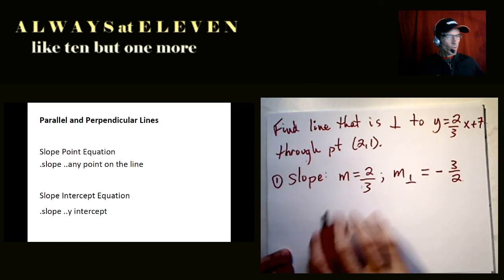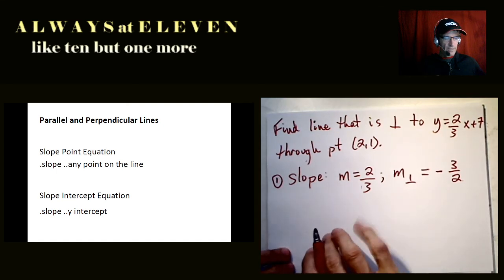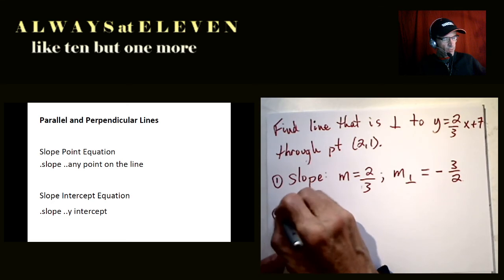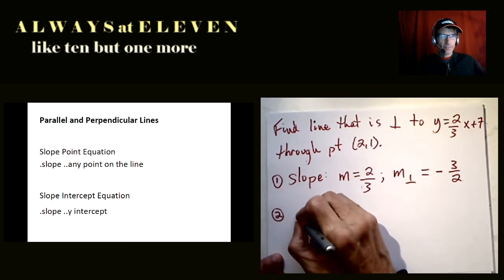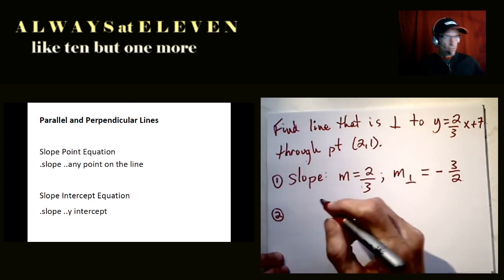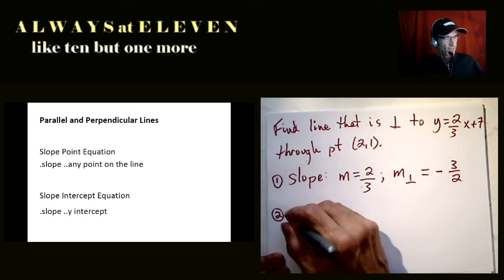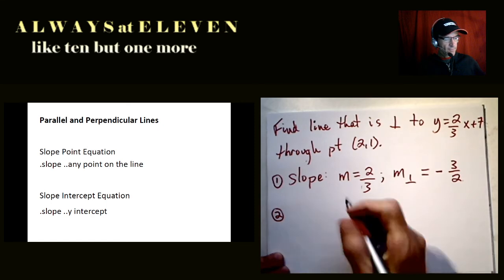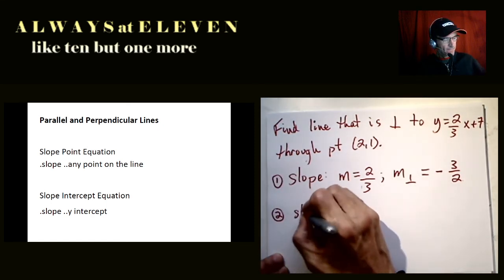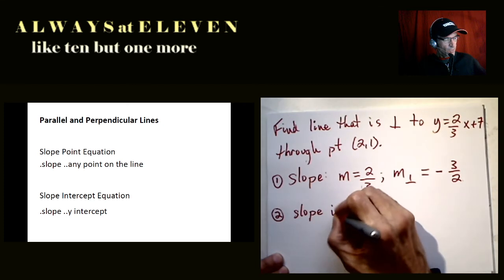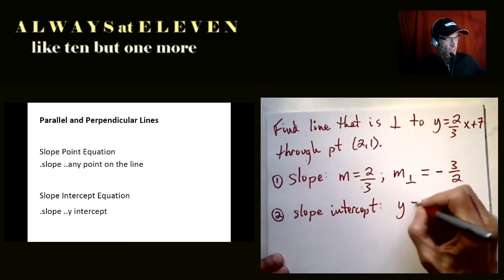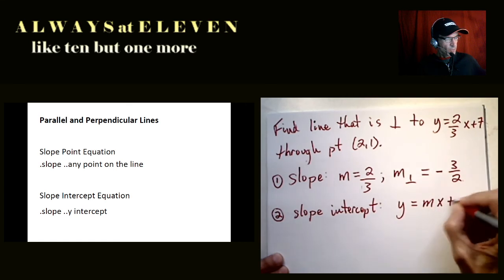Okay, just for fun, I'm going to find the slope intercept first this time. The only reason is that there's a different way to find it than the earlier question. It could be more direct. You can find it like this. The slope intercept style is y equals mx plus b.